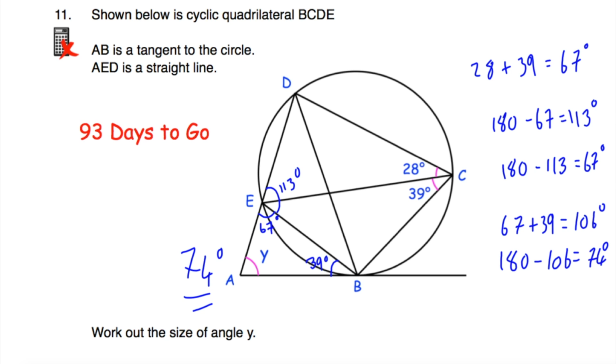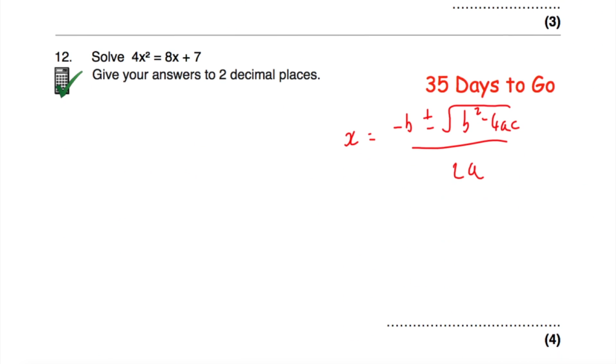Okay, let's look at our next question, question number 12. So question number 12 is a quadratic formula question, so it's a calculator question, and we've been asked to solve the equation 4x squared equals 8x plus 7. So we want to solve it to two decimal places.